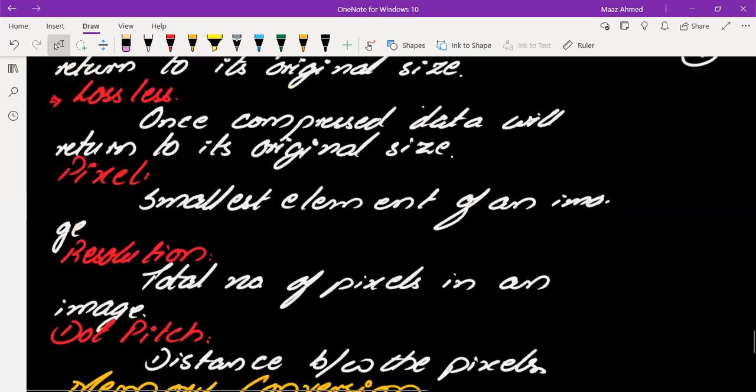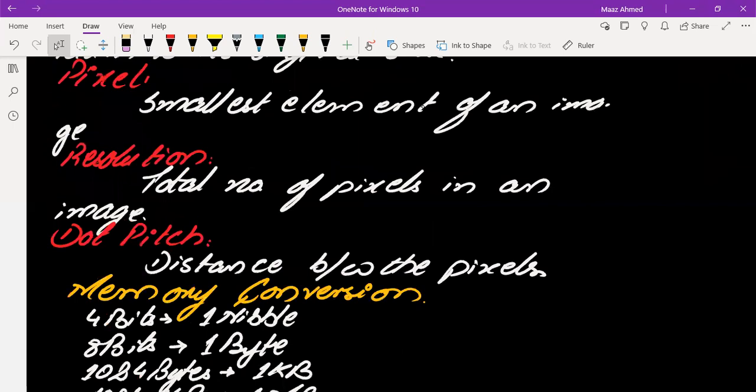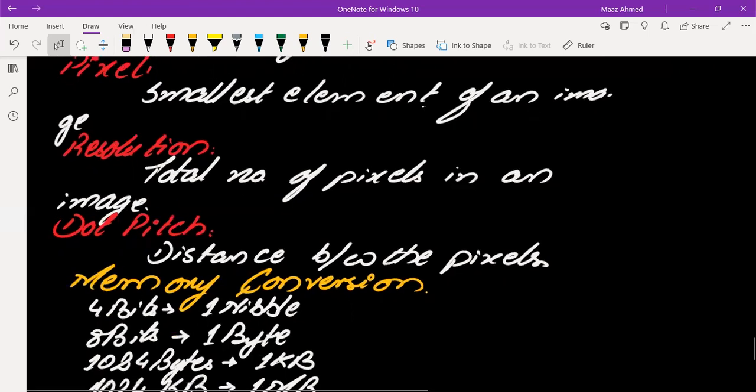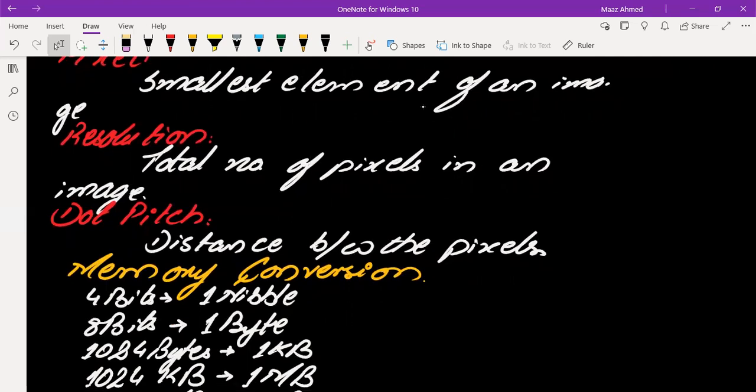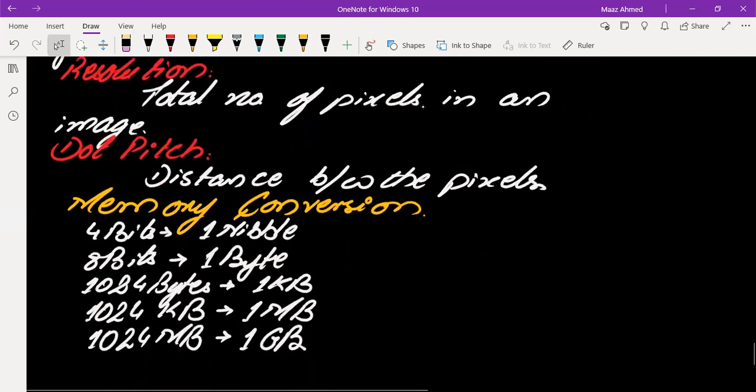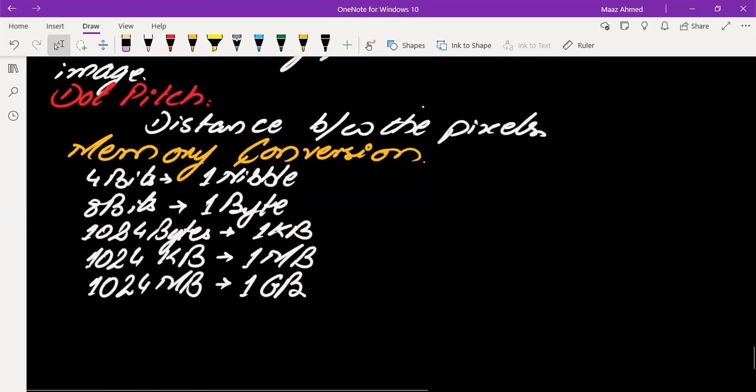Yes, sir. Now when it comes to pixels, what are pixels? A pixel is the smallest element of an image. Particularly, the smallest element of the image is termed as a pixel. And resolution is the total number of pixels present in an image. Whatever the number of pixels present in the image, that is known as the resolution. Then we come to the dot pitch. Dot pitch is the distance between the pixels. The distance between two consecutive or successive pixels is known as a dot pitch.